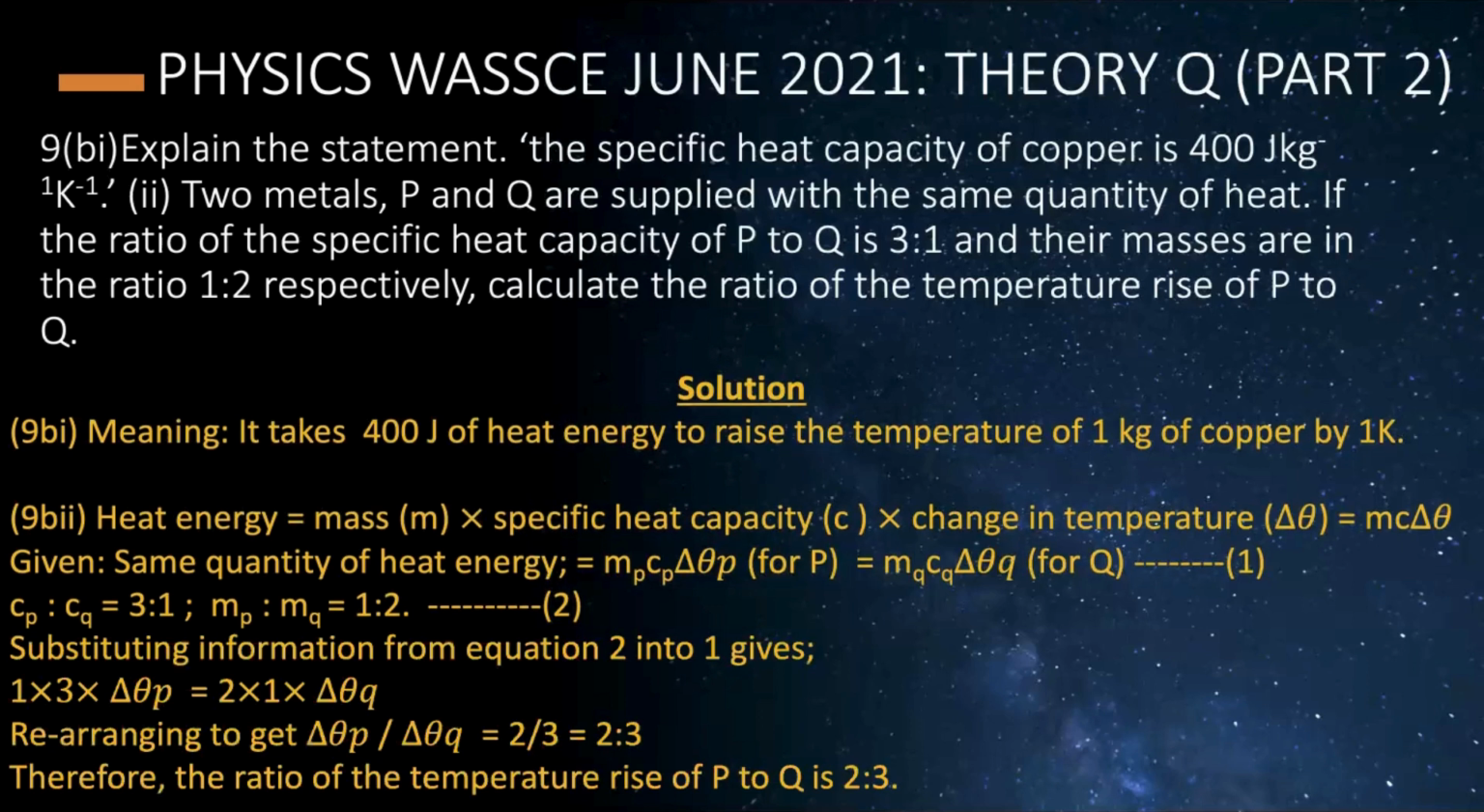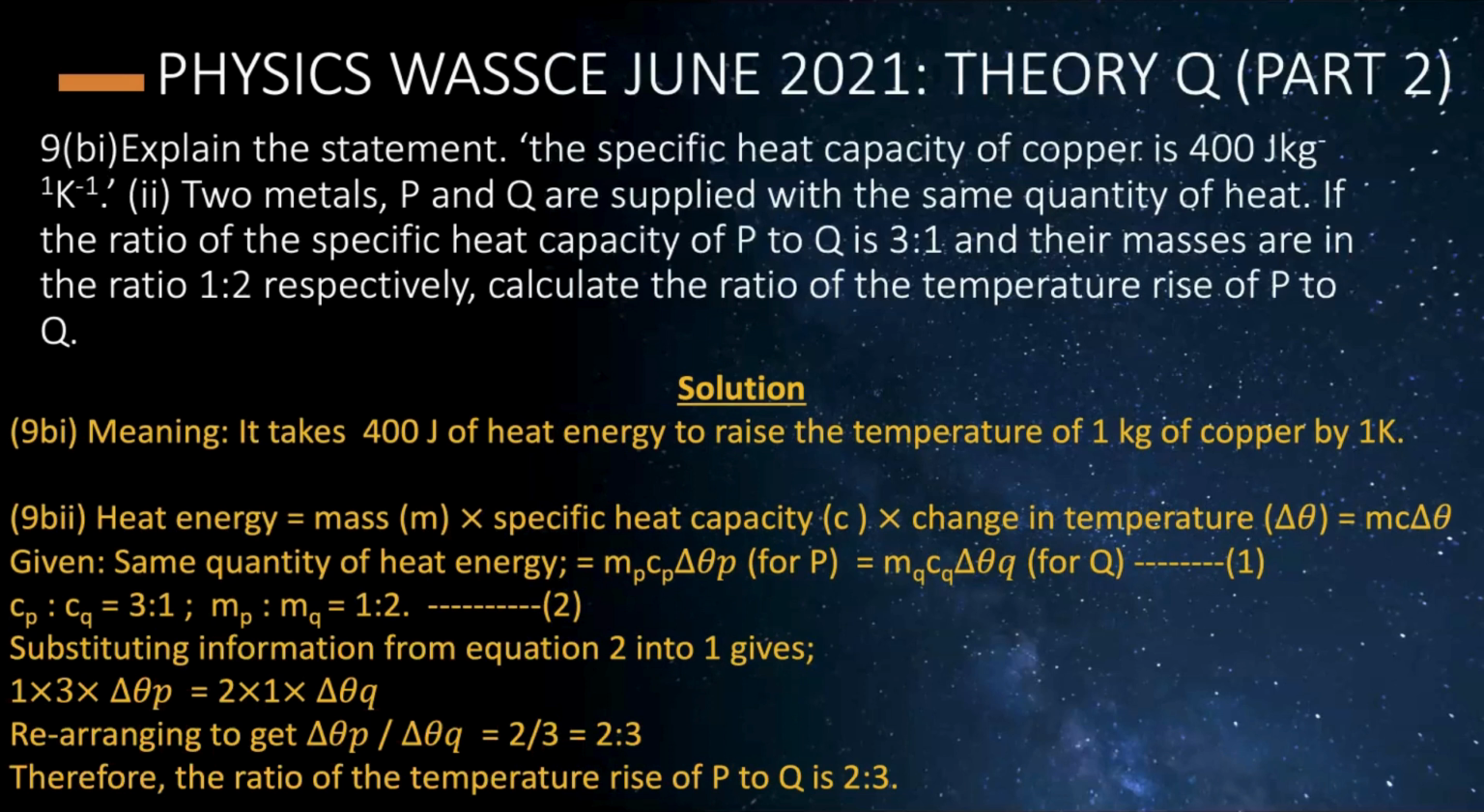So you can substitute this information from equation 2 into equation 1. And that gives you this equation: 1 times 3 times change of theta for P equals 2 times 1 times change of theta for Q. So when you get to this point, remember that the question is that you should find the ratio of the temperature rise of P.